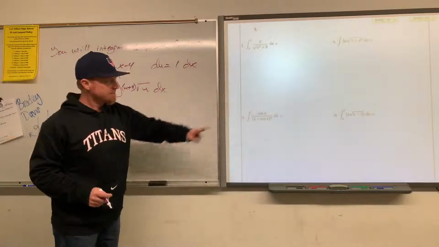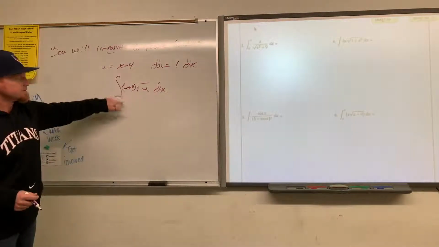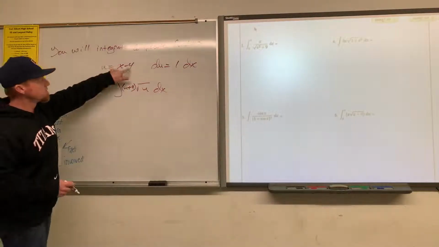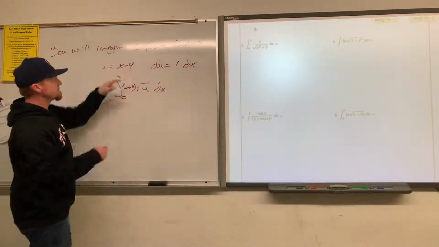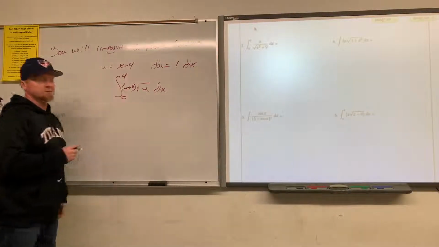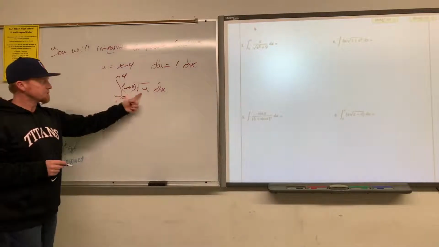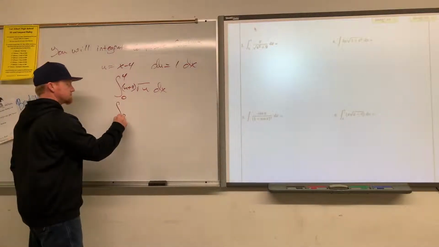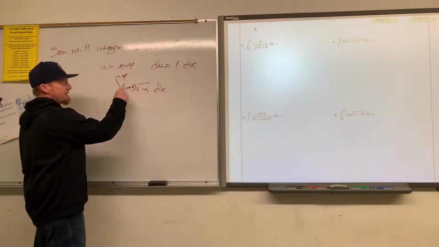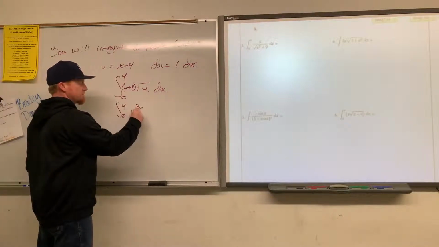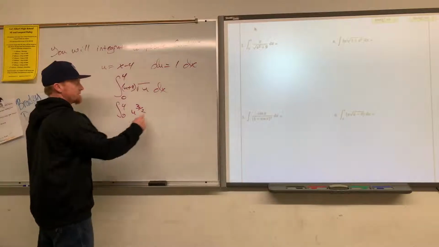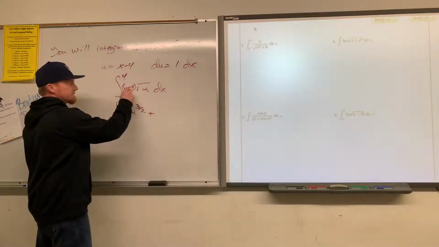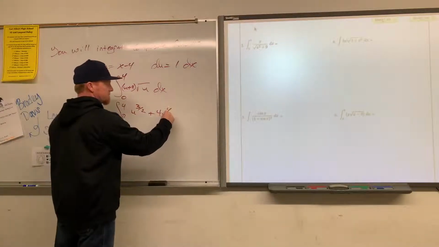This has limits, so we need our new limits. Bottom limit is 4. 4 minus 4 is 0. Top limit is 8. 8 minus 4 is 4. We need to distribute in here. So u to the 1/2 times u to the 3/2. Hopefully we're getting better at those since we're seeing them quite a bit. And then this is just for u to the 1/2.